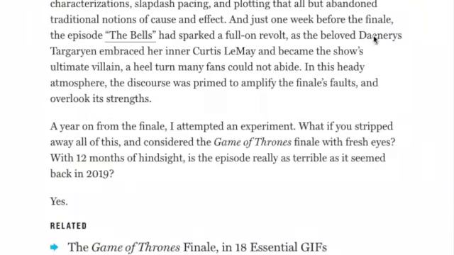And then 1 week before the finale, the episode The Bells sparked a full-on revolt as the beloved Daenerys Targaryen embraced her inner Curtis LeMay and became the show's ultimate villain, a heel turn many fans could not abide. Before the finale, this horrible, horrible thing happened in an episode, according to this writer, and it was a heel turn. So a heel turn is where you stop and flip all the way around. Not 360, not all the way, but 180, a 180 turn. Fans couldn't abide it.